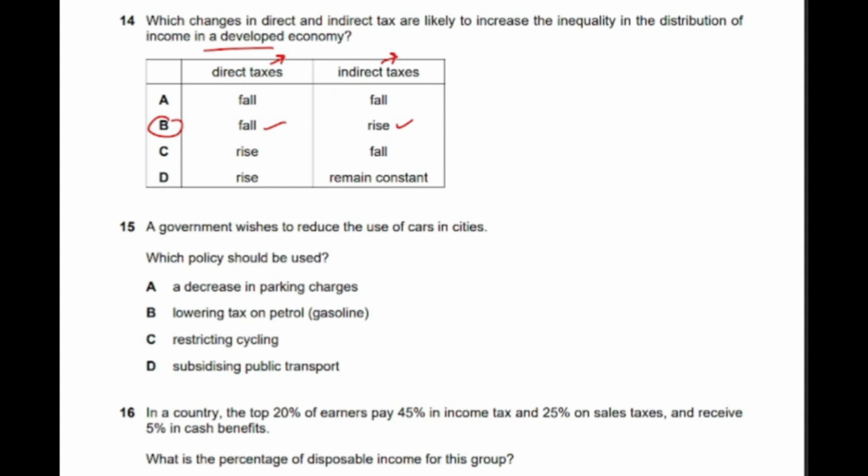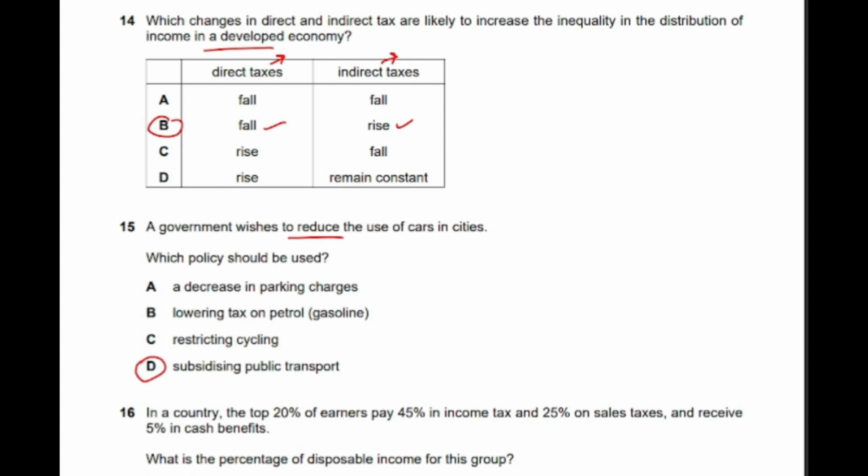Question number 15 says a government wishes to reduce the use of cars in cities, right? So the purpose is reducing the use of cars in cities. Which policy should be used? Option D is the correct answer. Subsidizing public transport. Public transport means buses and the services that are provided by the government generally. It may be train service as well.